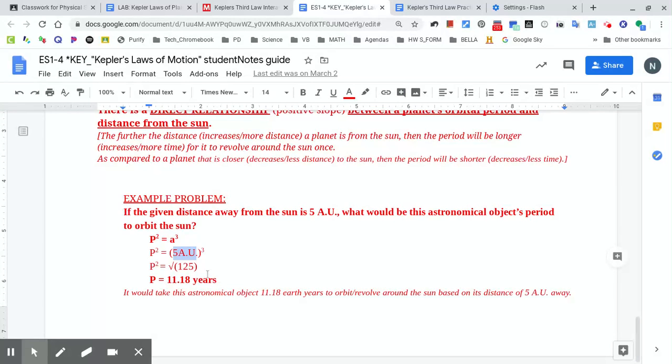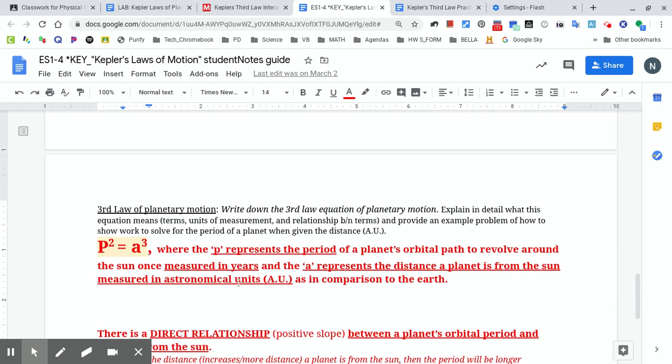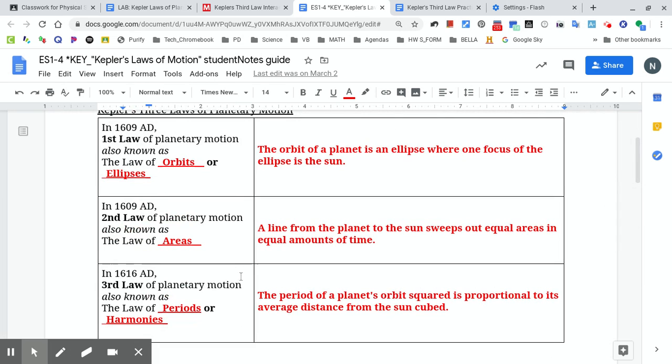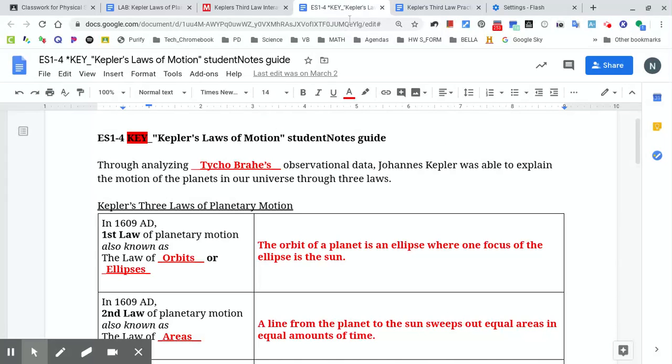Okay, so when we square root that, we get 11.18 years. So that's how long it takes. If it's 5 AU away, then it's going to take 11.18 years to go around. Okay, so hopefully this is a good summary, a visual, of the 3 laws: law of ellipses, law of areas, and law of periods, okay? And we're going to focus on that mathematical relationship here.